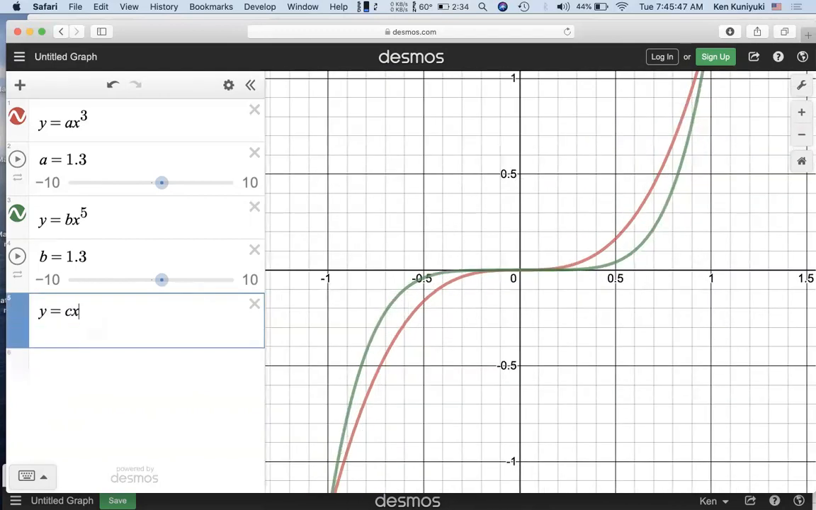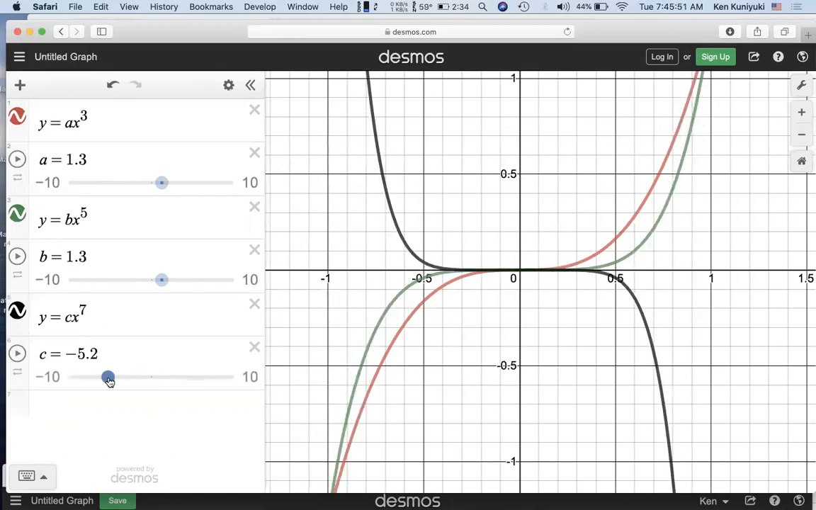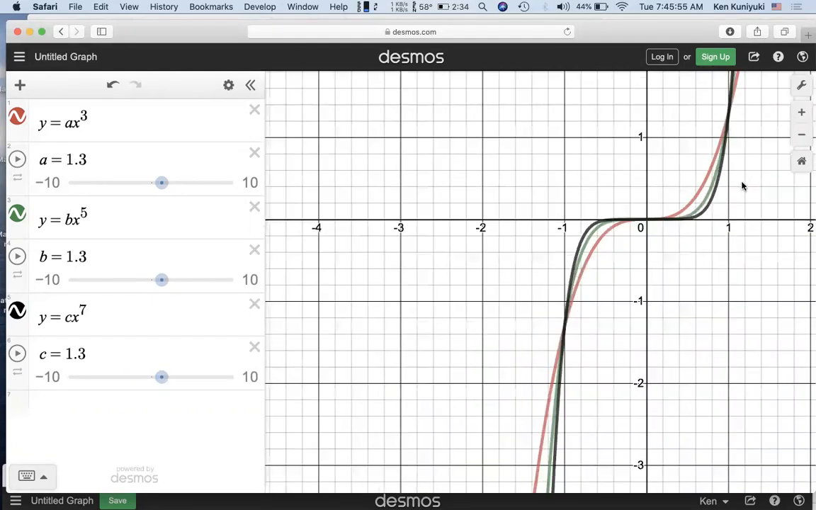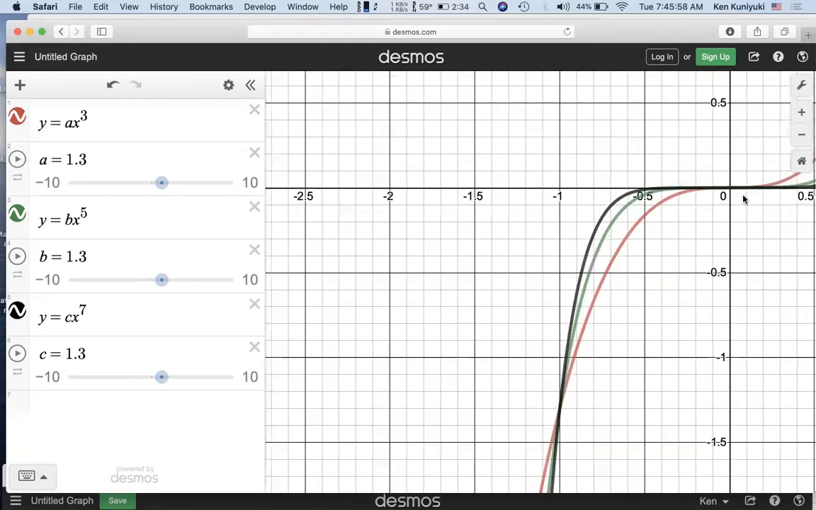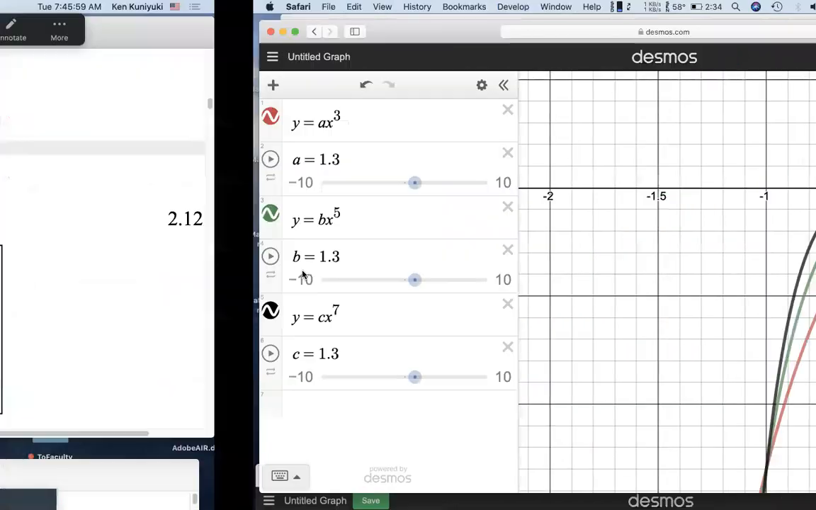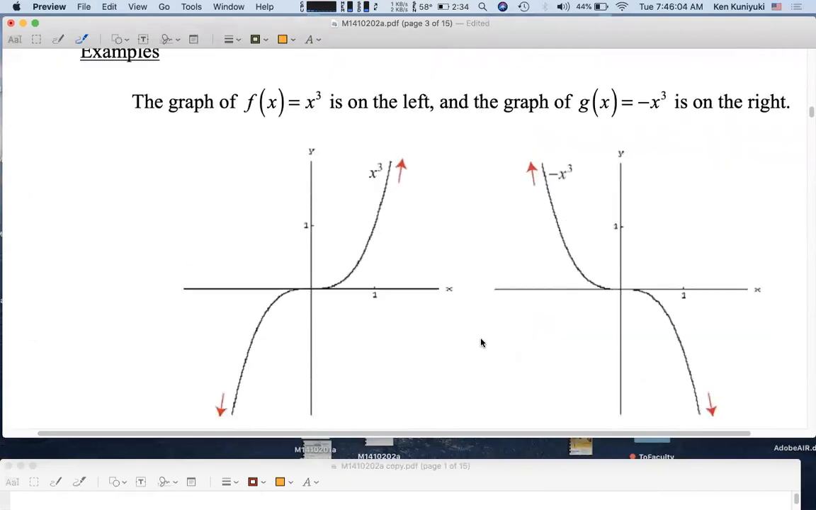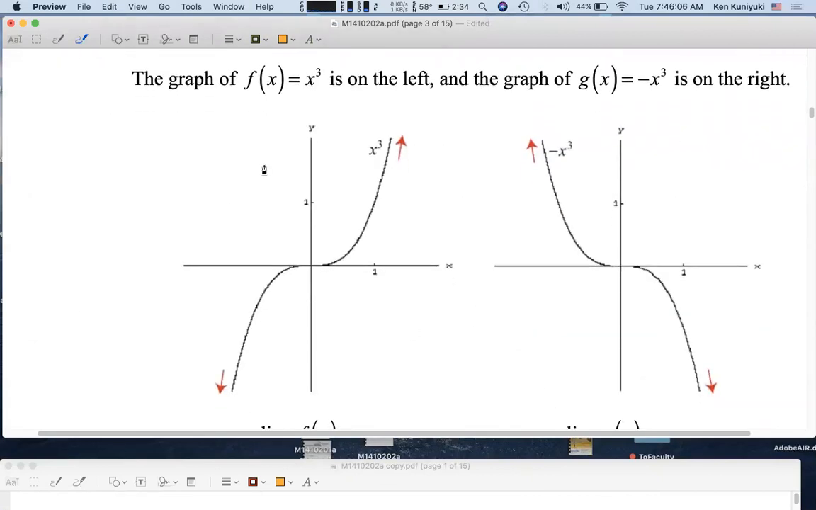Similarly for y equals cx to the seventh. Rising snakes and falling snakes, steep far away from the origin, but very flat close to the origin. So here we have our snakes. On the left, we have the graph of y equals x cubed, the f function. On the right, we have the graph of y equals the opposite of x cubed, the g function.